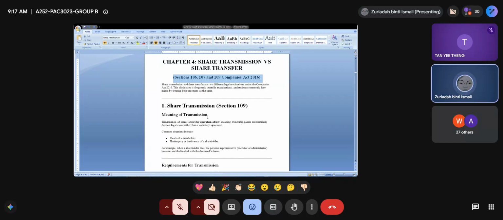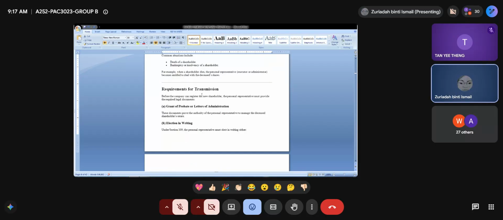Share transmission generally happens because of the law. Among the events are death of the shareholder, bankruptcy, or insolvency. This is the requirement to transmit the share in the case of death. It must be conducted using legal documents. Among the legal documents is a grant of probate or letter of administration. Okay, this is an official document.